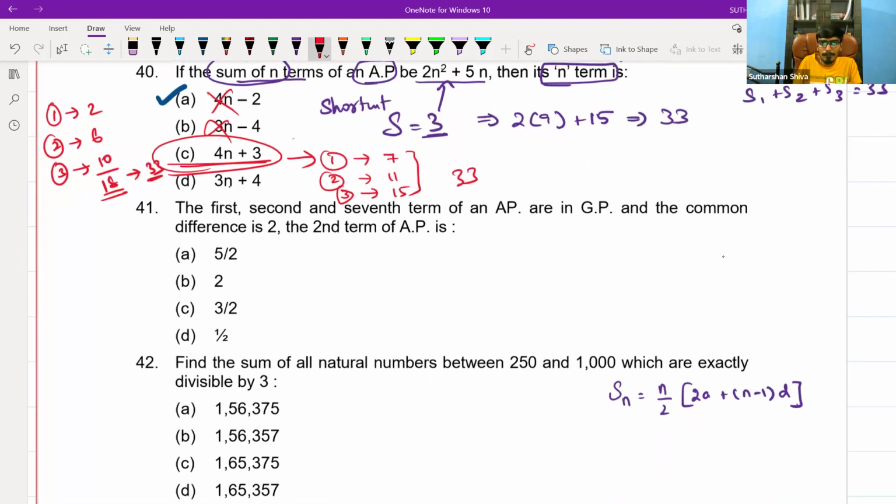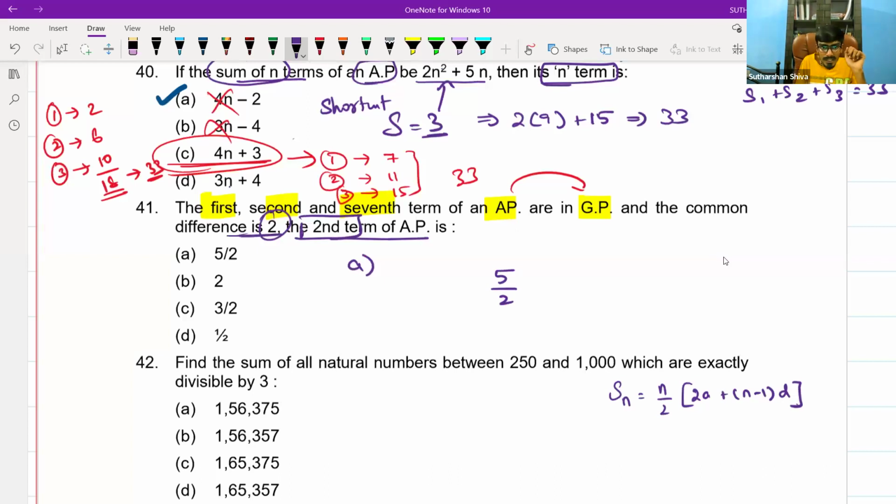Then 41. If the first, second, seventh term of an AP is 5, AP or GP, read this. The common difference is 2. They themselves have given the common difference is 2. What is the second term? Fine. We'll go with the option checking method. I will carefully listen to this problem. Option A is 5 by 2. 5 by 2 is the second term, so I will put 5 by 2 here.